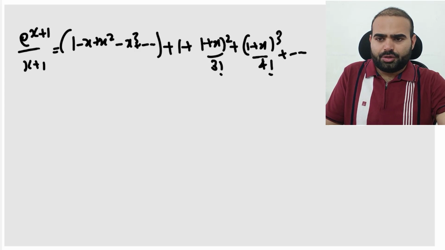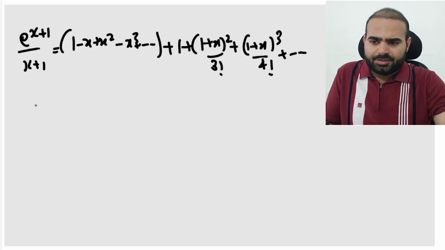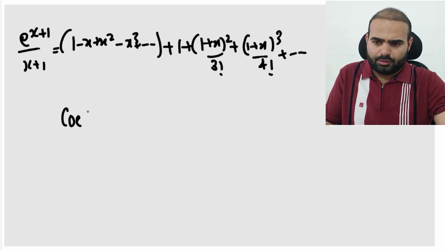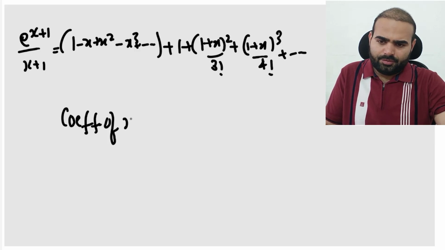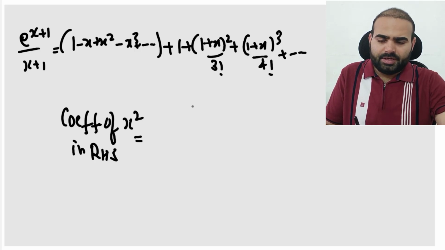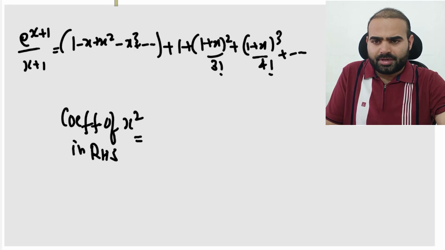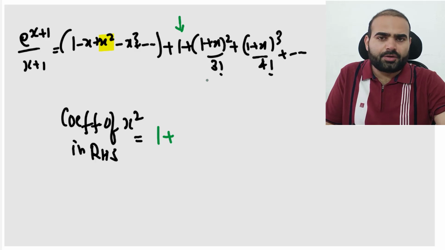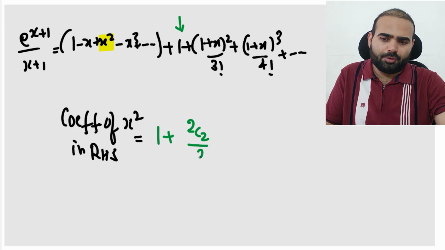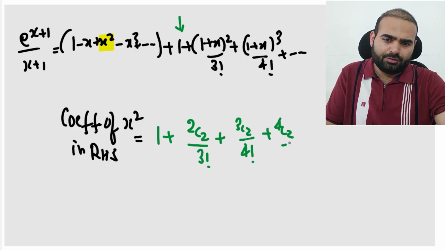Okay, now one thing you can notice, if I just find the coefficient of x square in the right hand side, that should come out to be, from the first bracket we will get only one, it does not contain anything. 1 plus x will contain what? 2c2 upon 3 factorial. Then you can see the pattern here, 3c2 upon 4 factorial. Then next will be 4c2 upon 5 factorial.